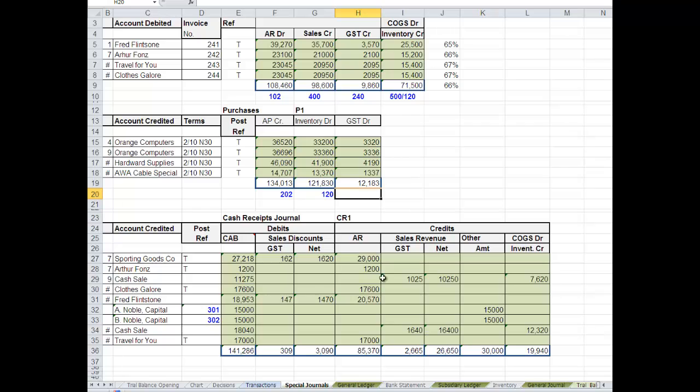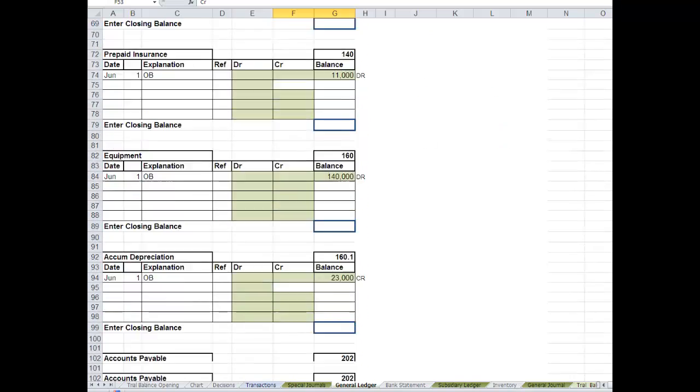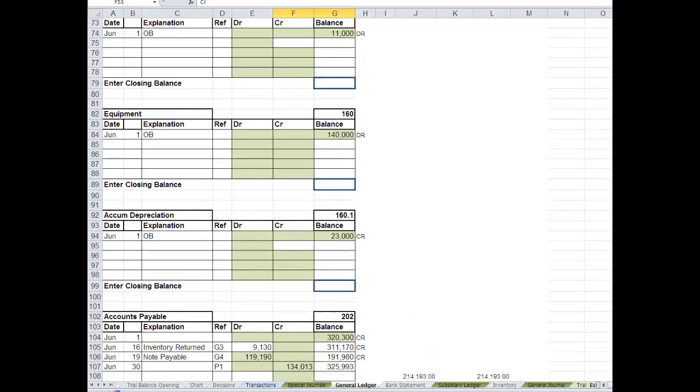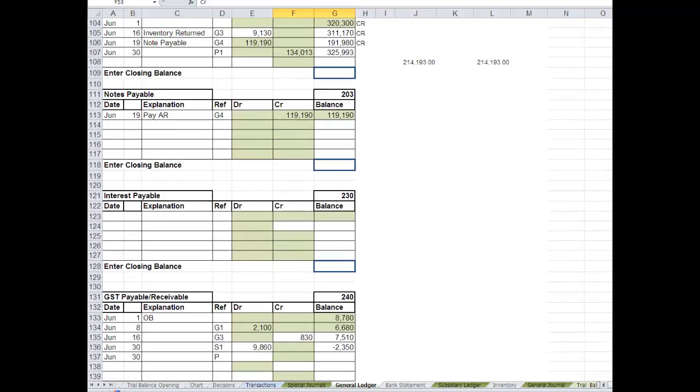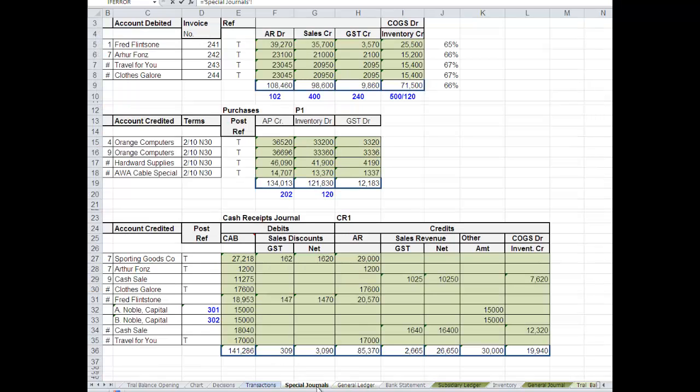Now we go GST clearing, down to liabilities where we have it. Oops. GST clearing. I think I made the same mistake here. What have I done? I know, GST clearing. Special journals, debit to GST.